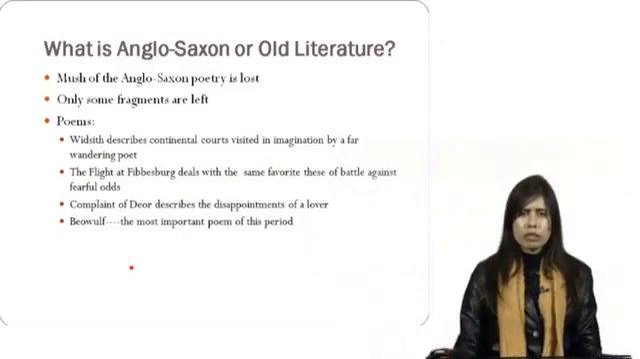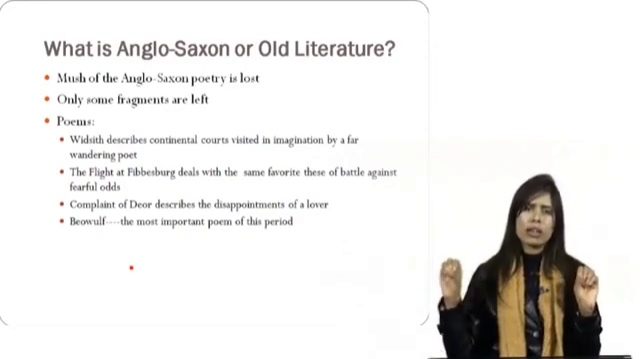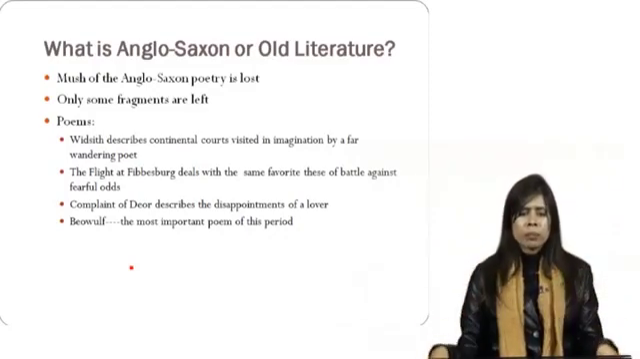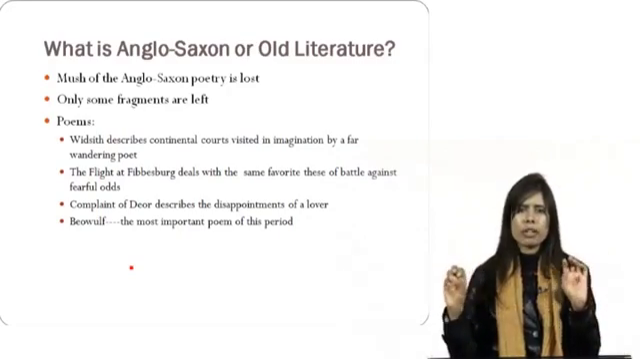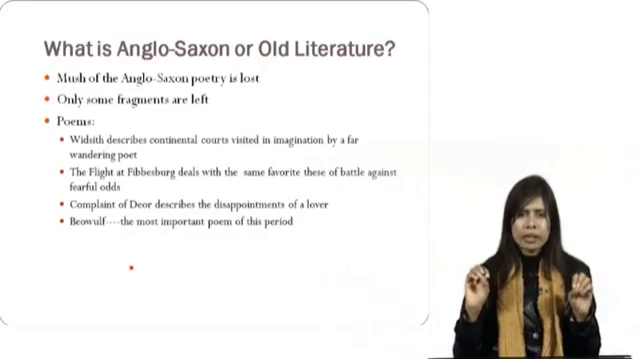Another poem which is very famous from Anglo-Saxon literature is The Fight at Finnsburg, and it deals with the same favorite theme of battle against fearful odds. So there was a battle going on. Basically this poem's theme was based on battle. Complaint of Deor, this is another poem, and it describes the disappointment of a lover. So my dear students, whatever is there, for example the continental courts were very common over there, so in the first poem that was the theme.